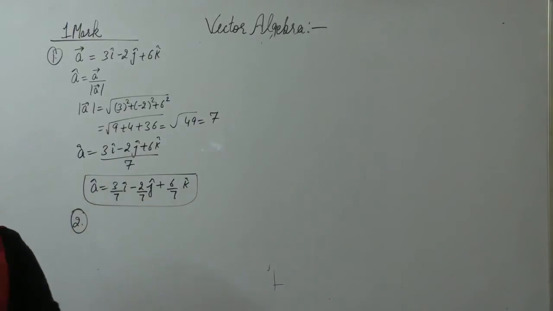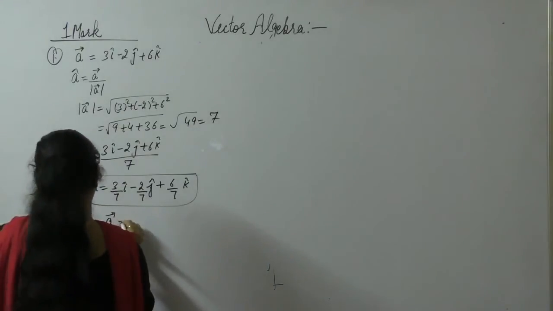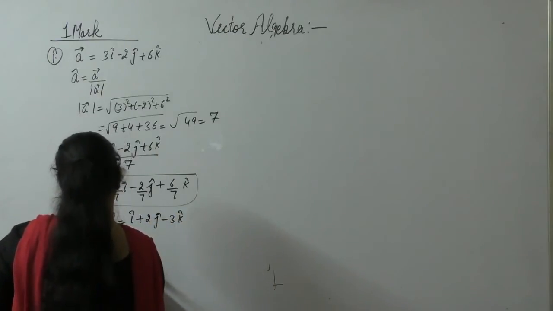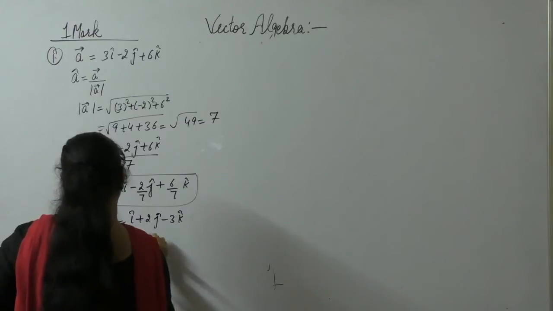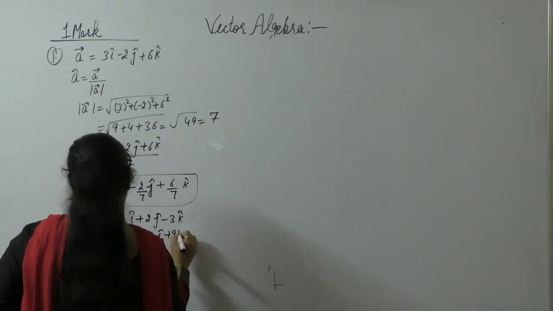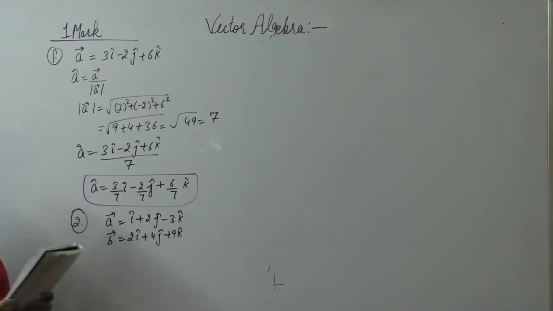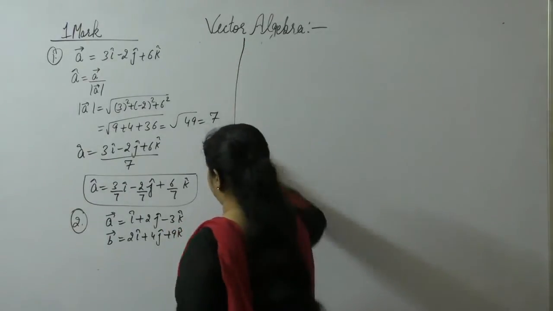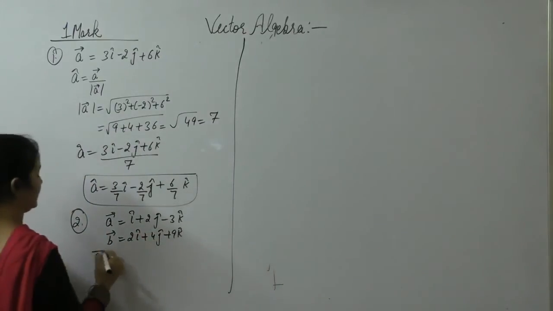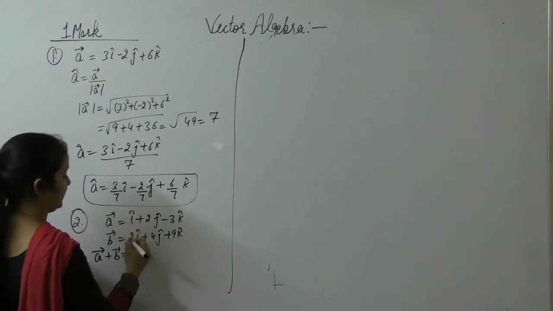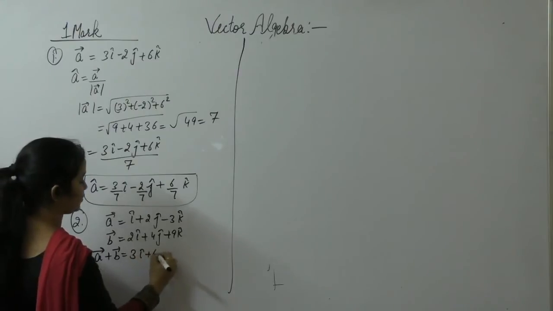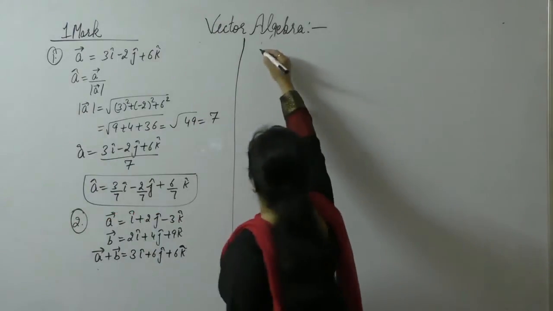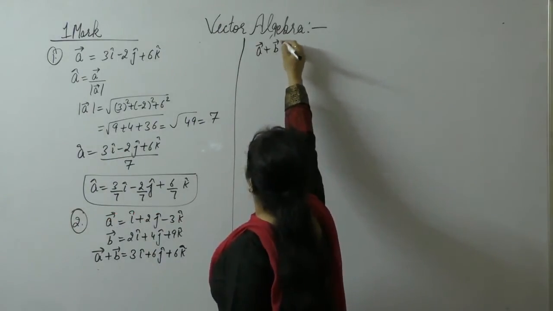Next one: if A vector is equal to i plus 2j minus 3k, B vector is equal to 2i plus 4j plus 9k, find the unit vector parallel to A vector plus B vector. First we have to find the sum of these two vectors. 2 plus 1 is 3, 4 plus 2, 9 minus 3. Now we want to find the unit vector that is parallel to this vector.